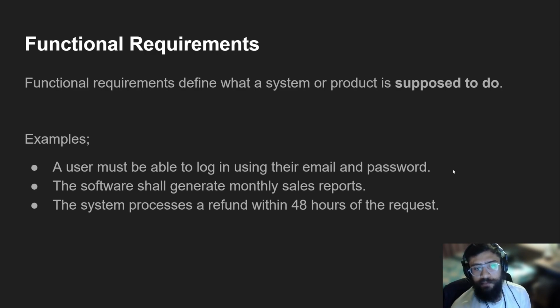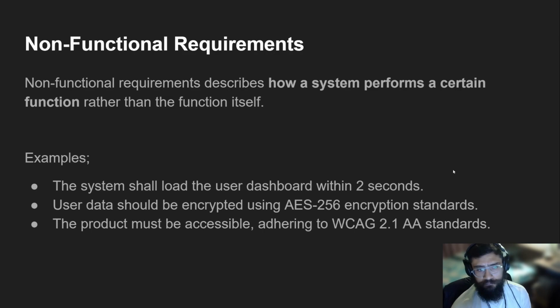The user must be able to log in using their email and password. The software should be able to generate a certain report. The system should be able to process a certain request. These are all examples of functional requirements. These are all core functionalities that directly interact with the end user, and they are typically written in a way that's testable and verifiable, ensuring that the system's functionality can be fully assessed.